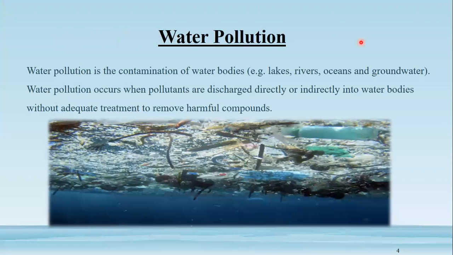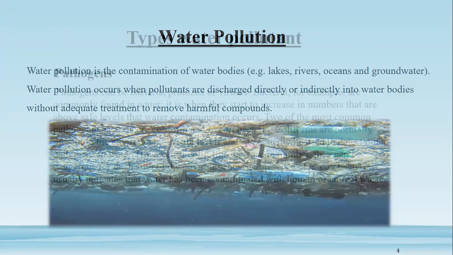Water pollution. Water pollution is the contamination of water bodies like lakes, rivers, oceans, and groundwater. Water pollution occurs when pollutants are discharged directly or indirectly into water bodies without adequate treatment to remove harmful compounds. When we add some type of contamination like plastic bottles and other chemicals directly or indirectly into water, it removes harmful compounds in the water and then the water will be polluted. So it causes water pollution.